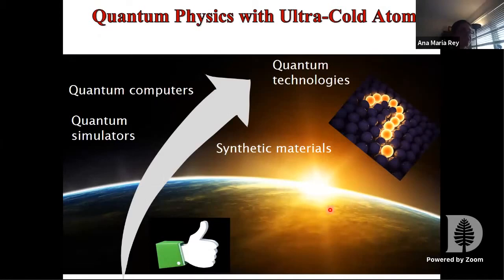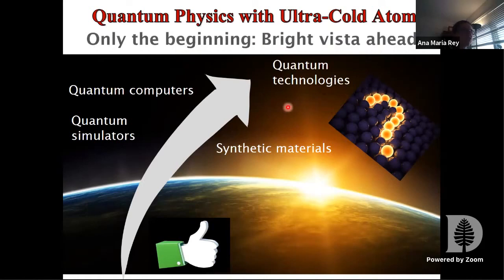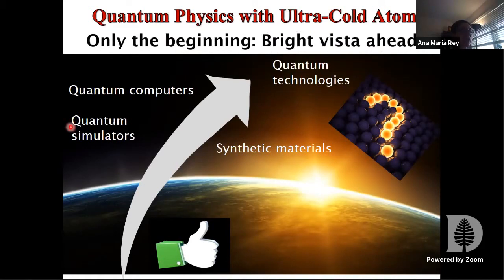Yes, perfect. I just wanted in these slides to say that I believe that there is a great vista ahead, and so far we are using these atomic systems as quantum simulators. But hopefully this is just starting to build more exotic synthetic materials, and hopefully even quantum computers, and develop better quantum technologies. And with that, thank you very much for your attention. So let me stop sharing.